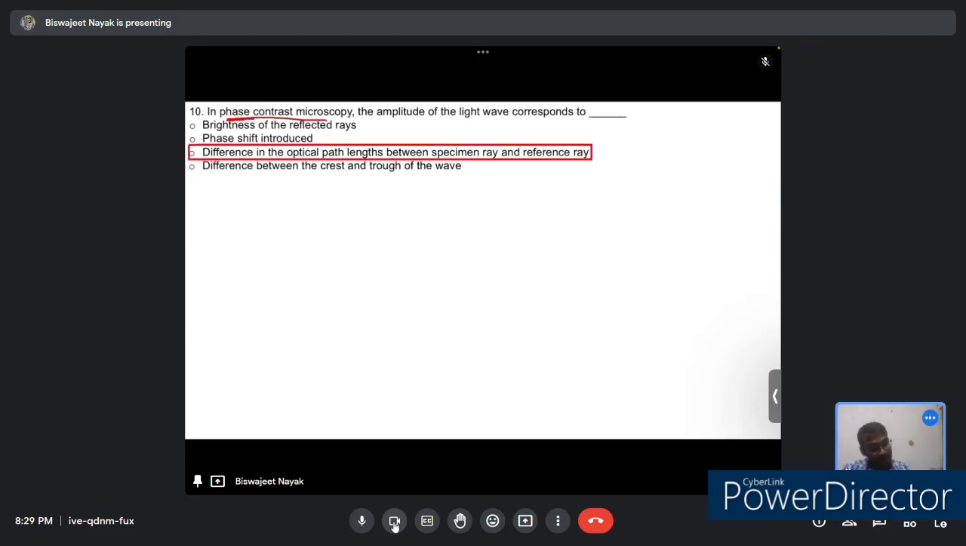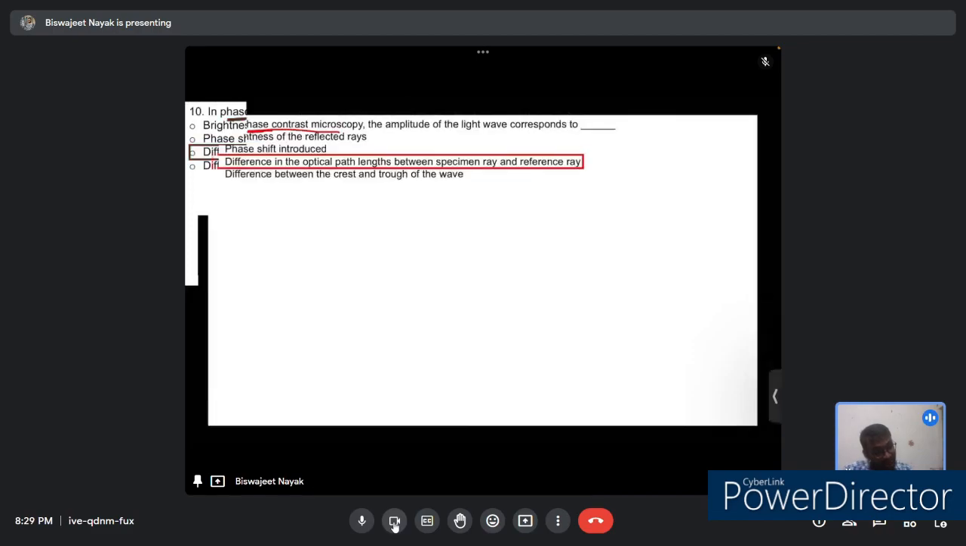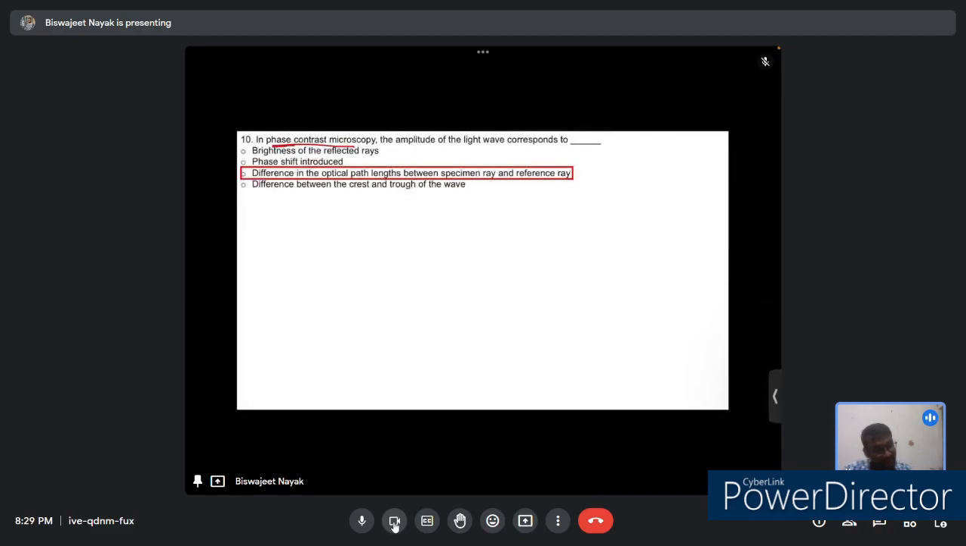Here the amplitude of the light wave corresponds to the difference in the optical path lengths between the specimen ray and the reference ray. As I've already explained, in phase contrast we take a reference ray, and with respect to that we have two things, an amplitude object and a phase object.